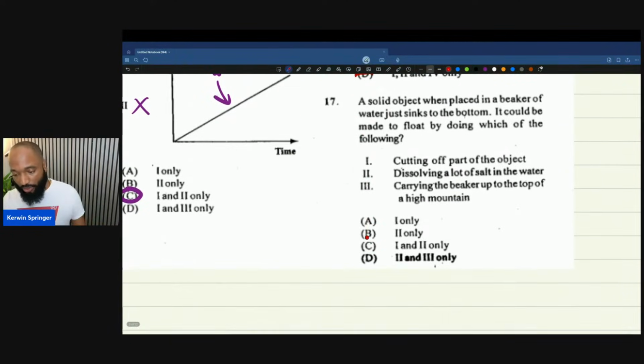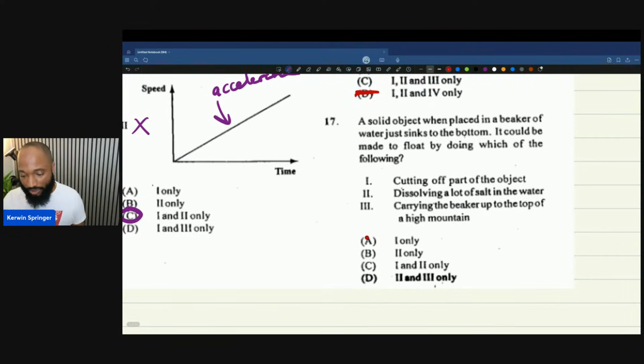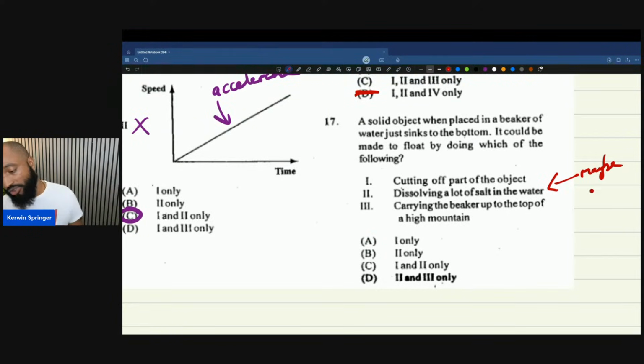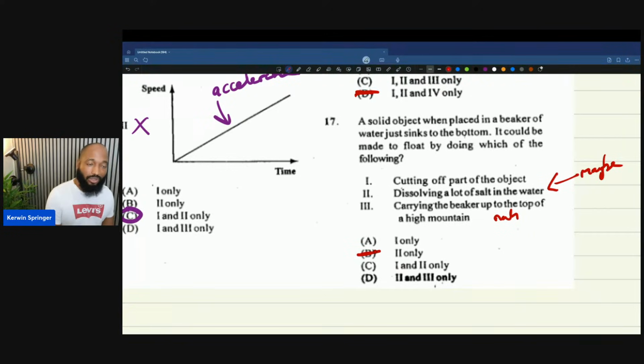Blessings. A solid object, when placed in a beaker of water, just sinks to the bottom. It maybe could be made to float by doing which of the following: cutting off part of the object. Is that going to help? No, that's not going to change the density. It's still just a smaller piece that's going to sink. Dissolving a lot of salt in the water. This may help, maybe, because you're increasing the density of the water. So it depends on the object. Let's see if there are better answers. Carrying the beaker up to the top of a high mountain. Nah. So 2 only. Only 2 could potentially help. Carrying the beaker up the mountain is just going to reduce the atmospheric pressure, and it might actually reduce the density of the water.